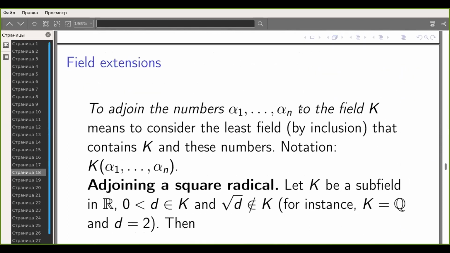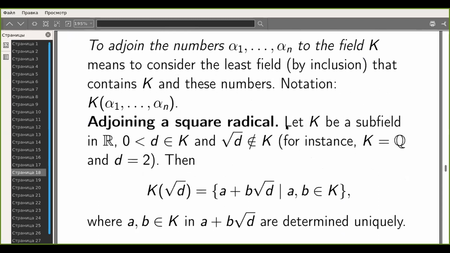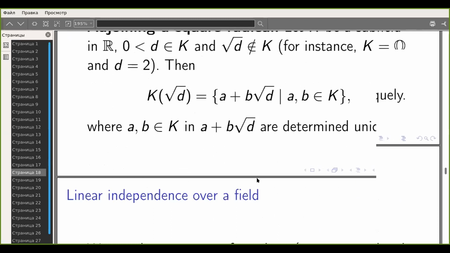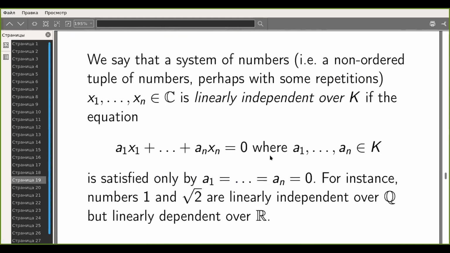The next main notion is field extension. What does it mean to join the numbers alpha 1, ..., alpha n to some field k? It means to consider the least field by inclusion which contains k and these numbers. For example, if we join a square radical, then we get such a plane, a two-dimensional space over k, the set of all numbers of the kind a plus b square root of d. And let's define linear independence over arbitrary fields as well. It's the same definition with k instead of Q.